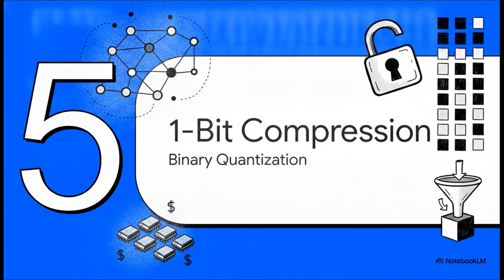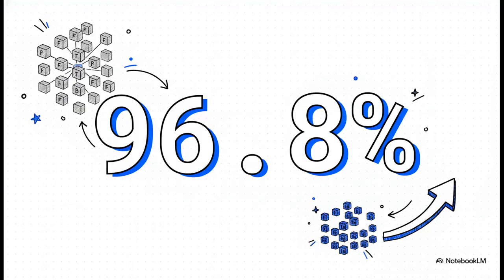Section 5. Qdrant's one-bit compression. But we run into a bottleneck. Storing massive continuous floating point arrays in your system's RAM is prohibitively expensive. That's where this number comes in, 96.8%. That is the staggering amount of RAM Qdrant saves by compressing raw, heavy floating point arrays into ultra-lightweight 1-bit binary arrays.